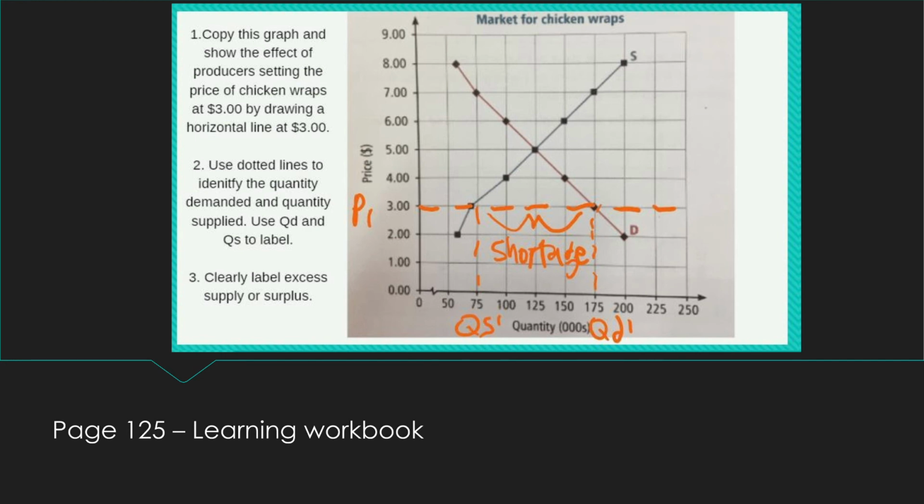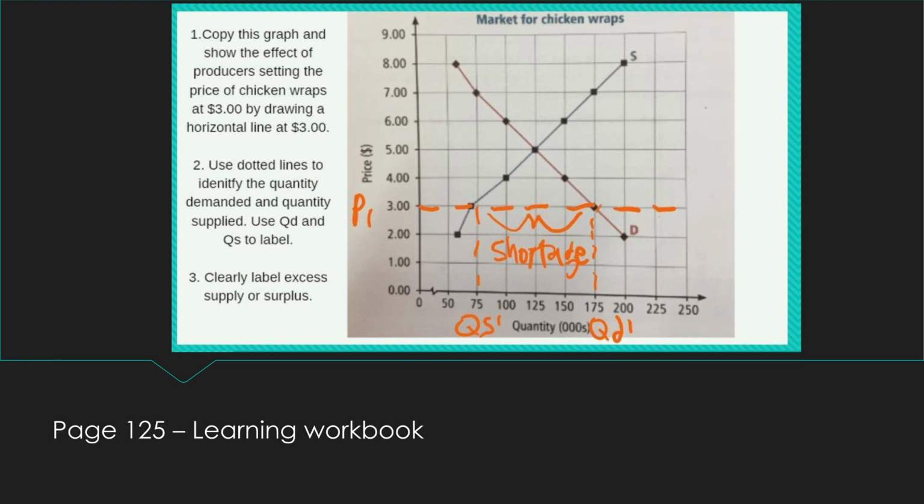125,000. So all this question is asking us is to first identify whether it is a shortage or a surplus, and in this case we've got a shortage, and then how would we return to equilibrium. And the way that we do that is consumers will always bid up the price if there is a shortage. Producers will always produce more as the price increases, and this will continue until they're both happy and there is an equilibrium.